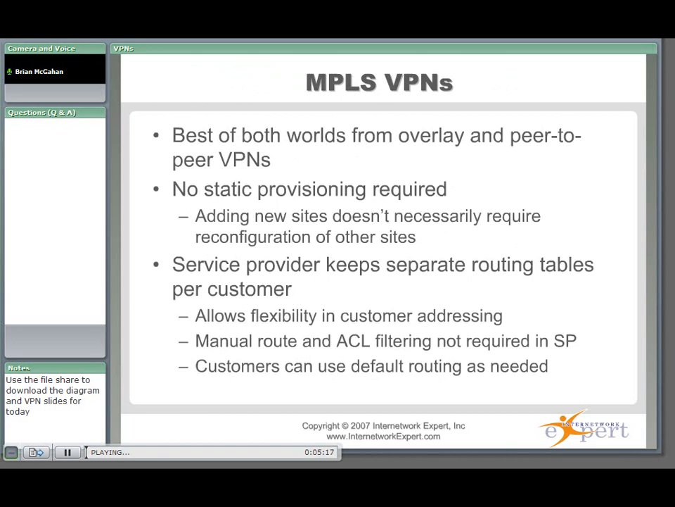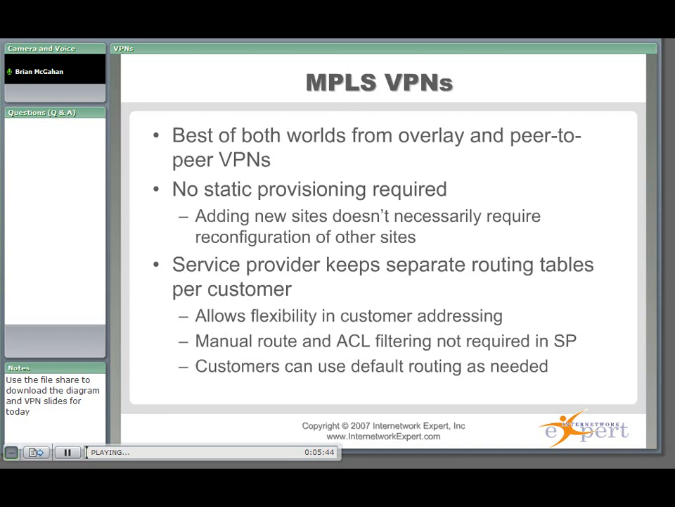And what we're going to see today with MPLS VPNs is that it's going to take the best of both worlds and put them together, which is going to allow us to have flexible addressing in the customers. We don't need to use any manual filters. The filtering process is going to be automatic. We don't need to do manual distribute lists or access lists as traffic is received from the customers, and provisioning is going to be a very simple process.